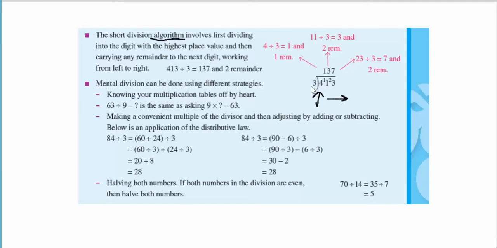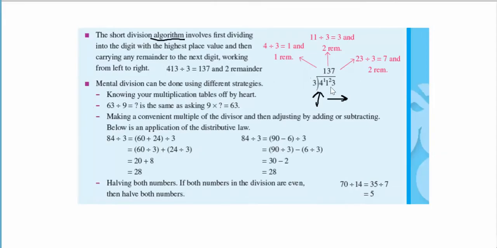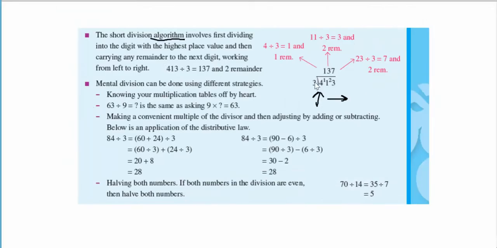So the divisor goes out the front. The dividend, the part being divided, goes under this little part here, and you start from left to right. 4 divided by 3 goes once, and there's 1 left over. So as you can see there, there's a 1 carried. Now it's 11 divided by 3, which is 3, which takes you to 9. So there's 2 carried over. 23 divided by 3 is 7, and then there's 2 remaining at the very end there.